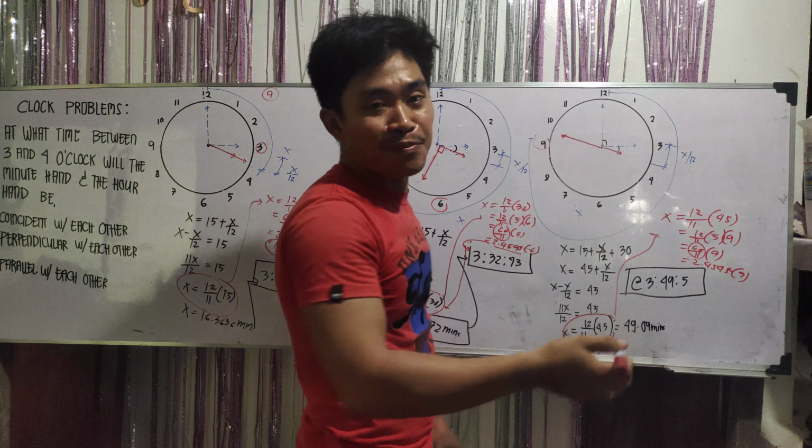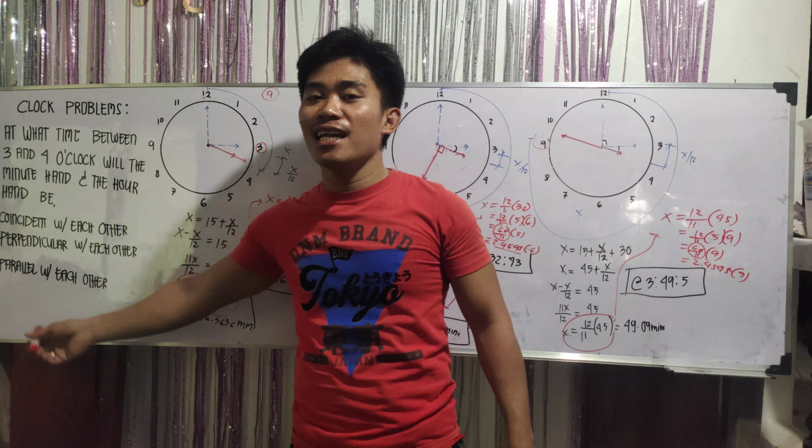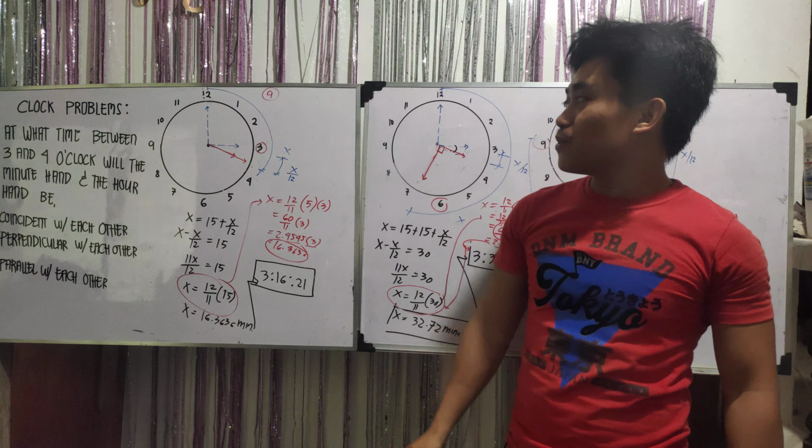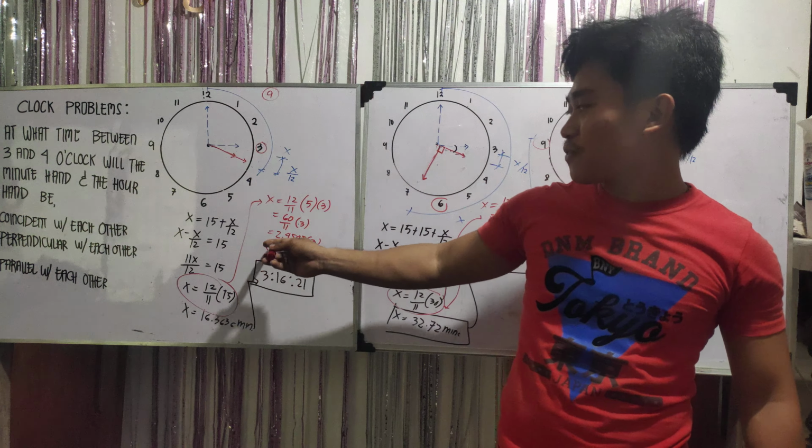So again, mapa-coincident man yan, perpendicular or parallel, hanapin mo lang yung number na huli niyang dadaanan. Here in this case, this is 3. 3 times 2.4545.